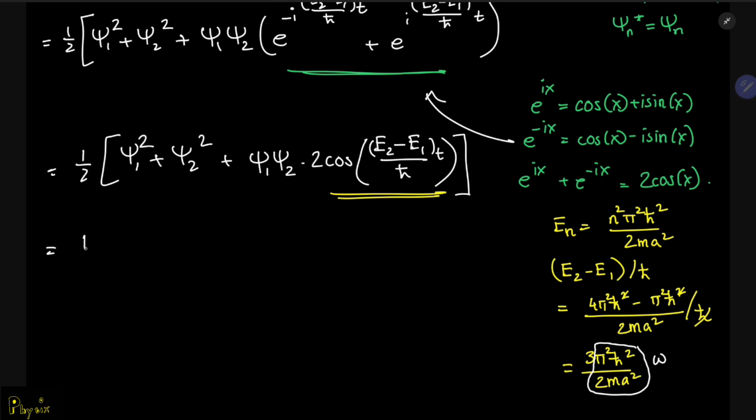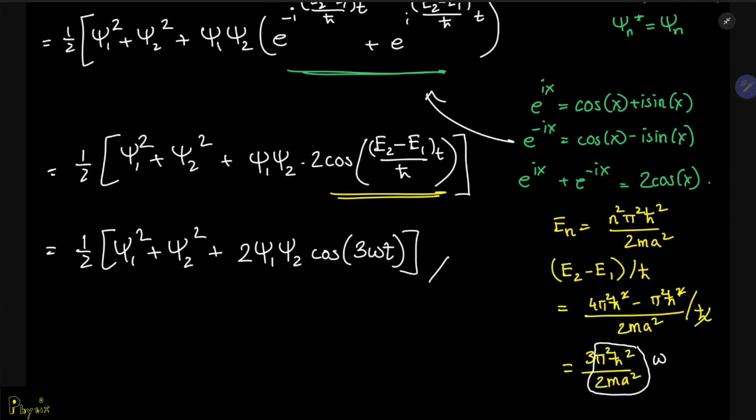Okay, so we're going to write this down as 1/2 [psi 1 squared plus psi 2 squared plus 2 psi 1 psi 2 cosine of 3 omega t]. All right.